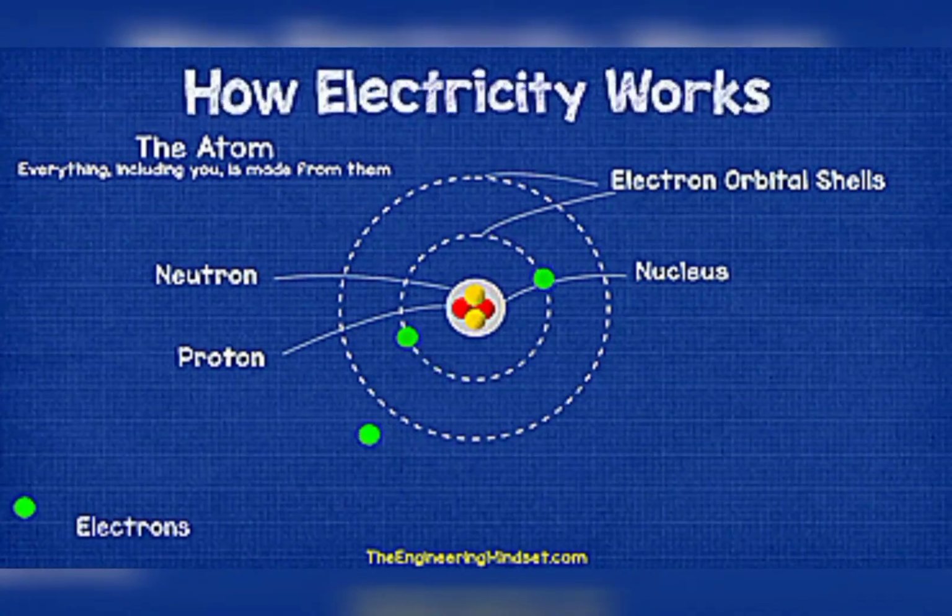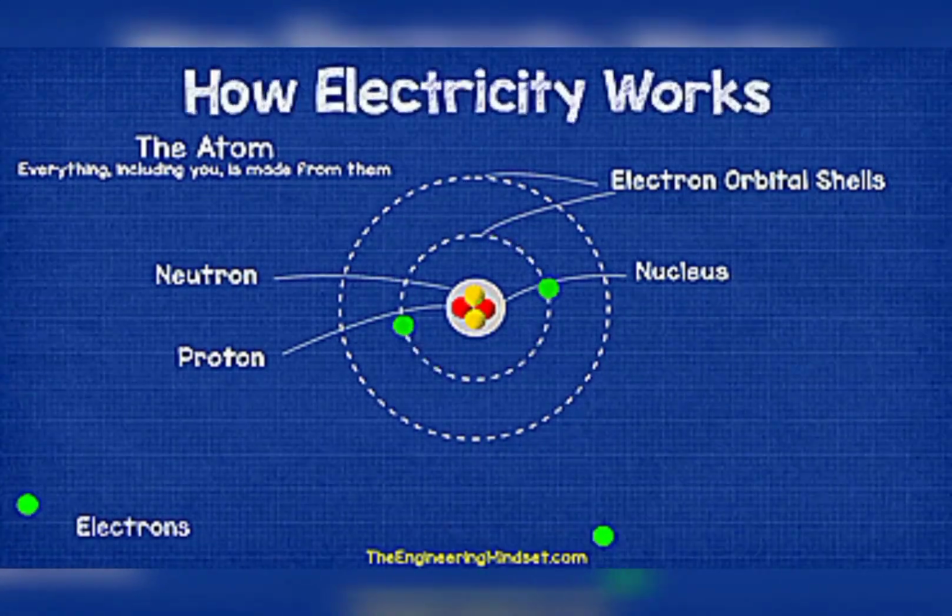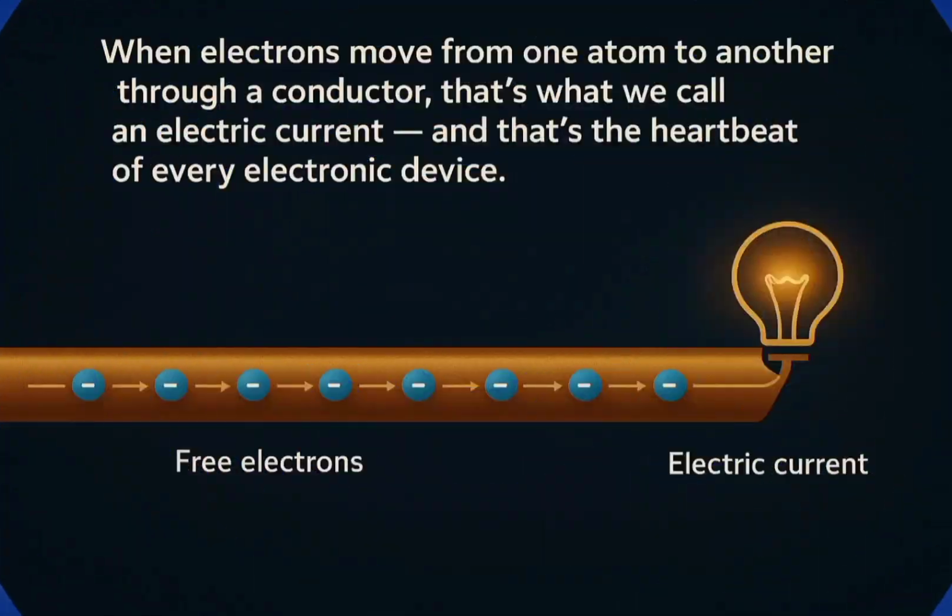Electricity begins at an atomic level where electrons move around the nucleus in regions called orbitals. When electrons move from one atom to another through a conductor, that's what we call an electric current. And that's the heartbeat of every electronic device we have in our modern world today.